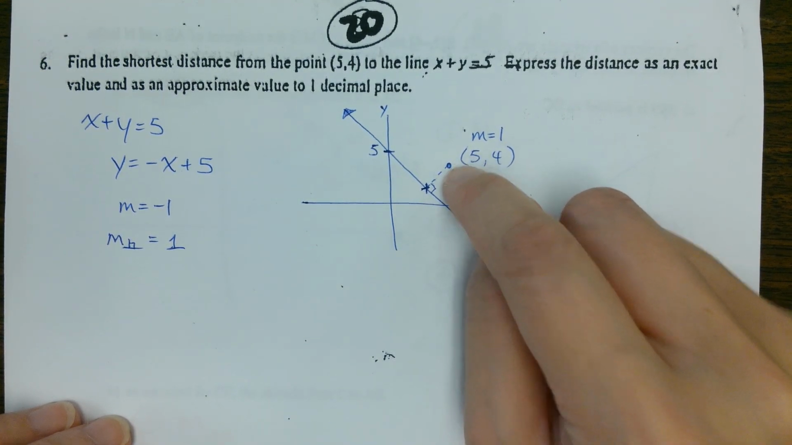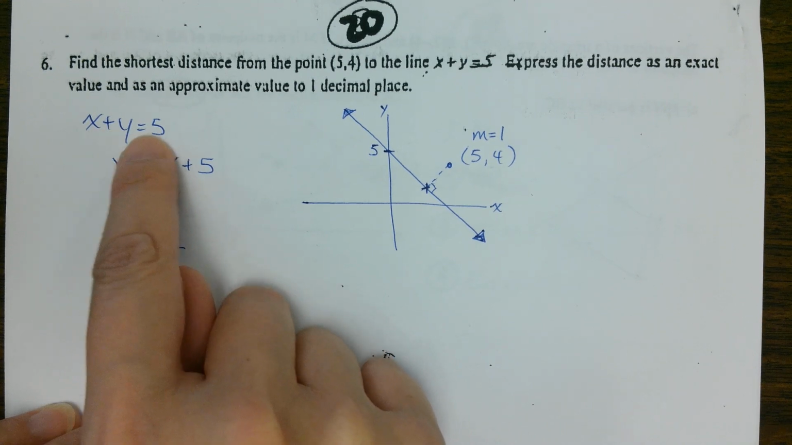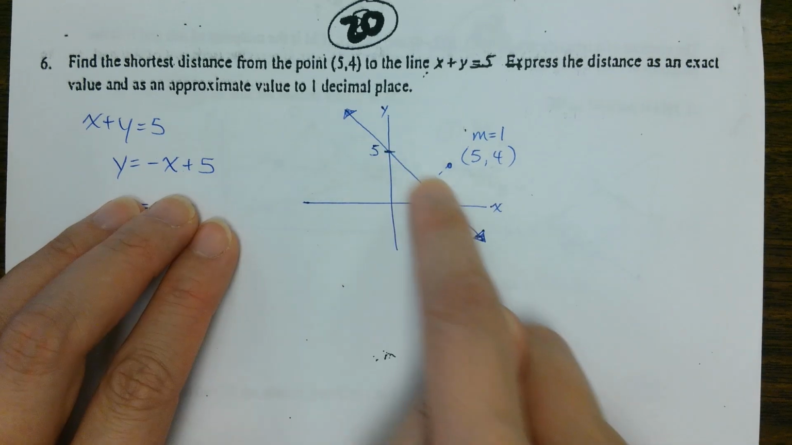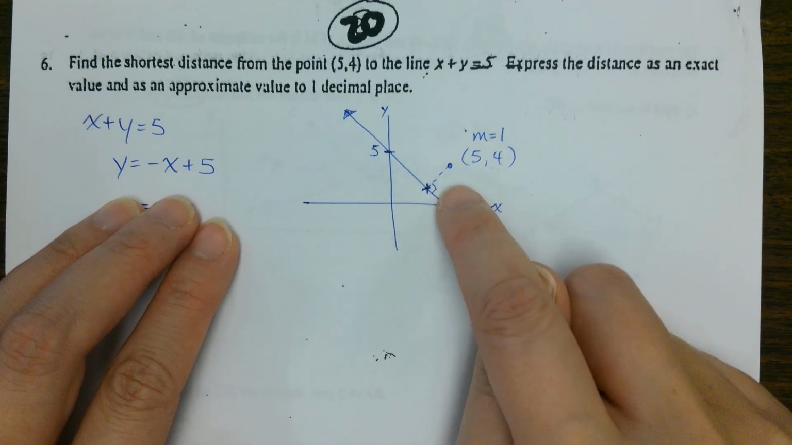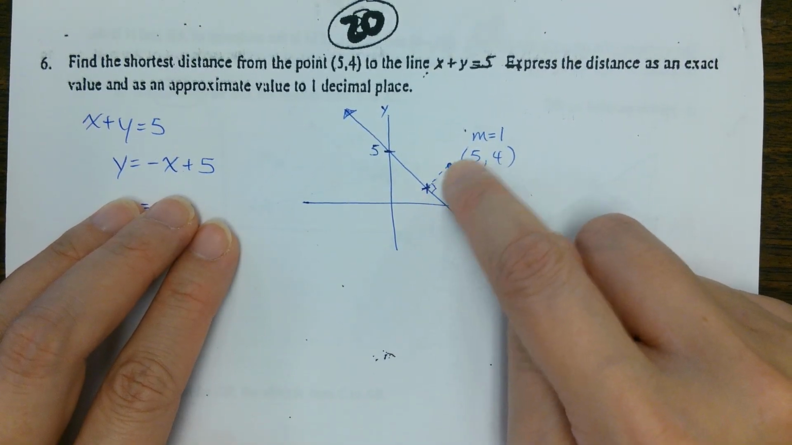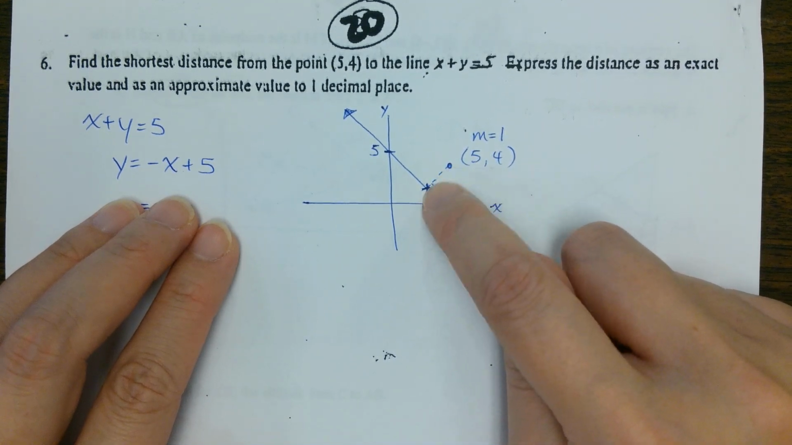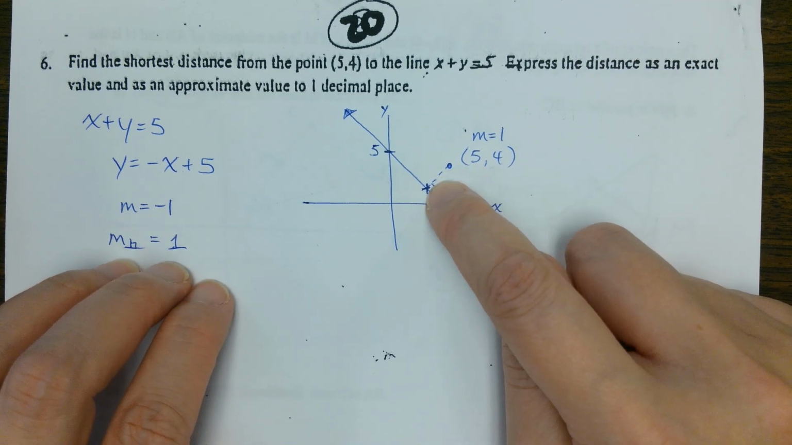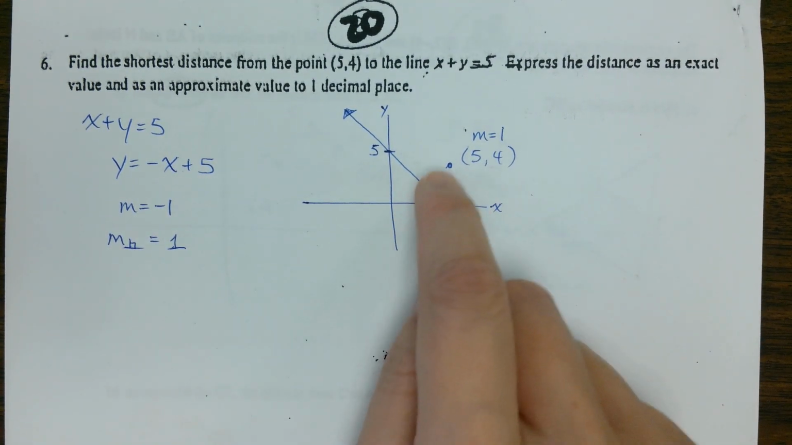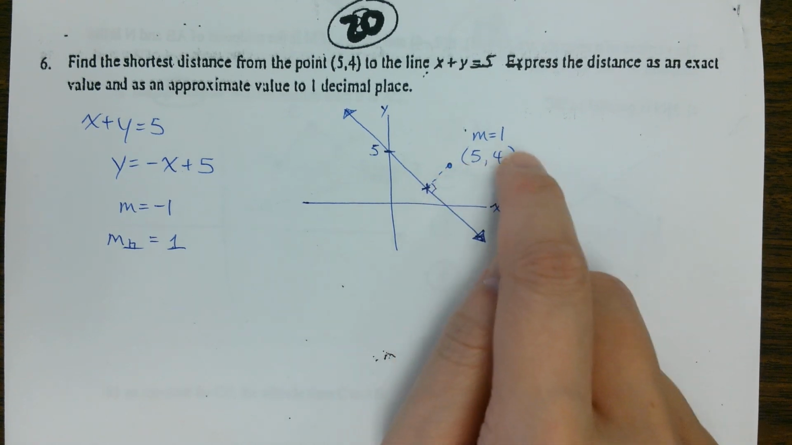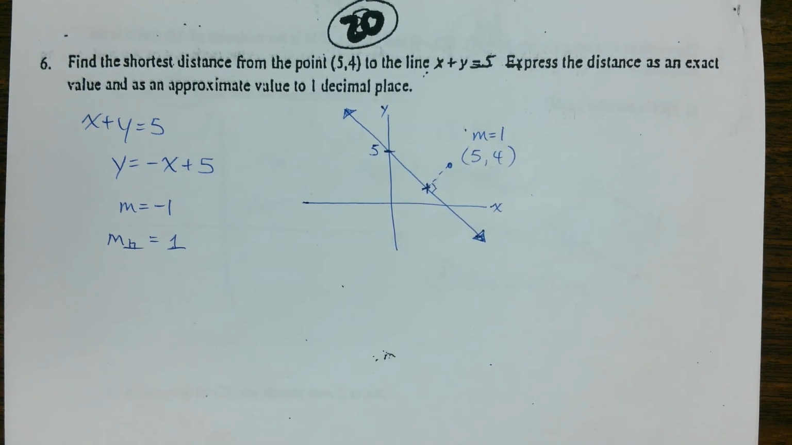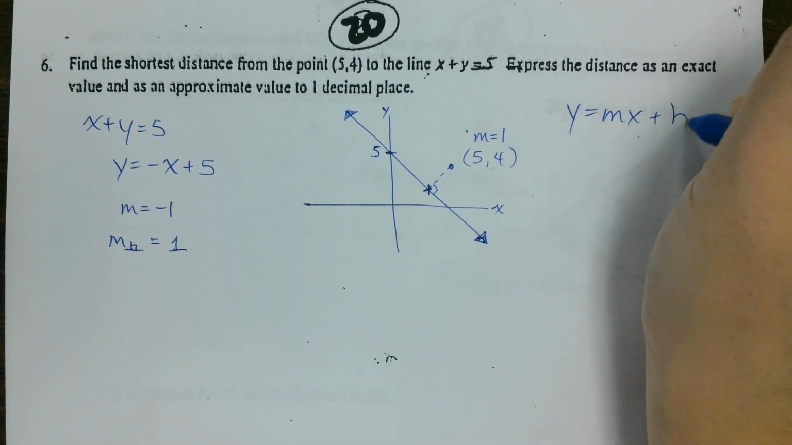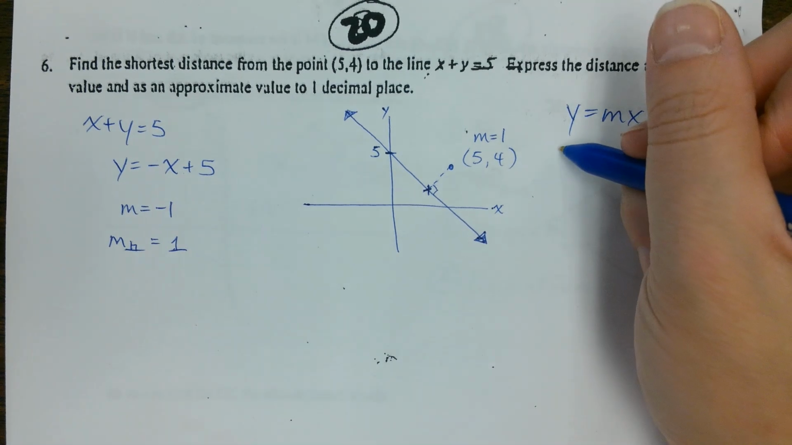Okay, so this is my line, x plus y equals 5. When I rearrange it, I'll get this line right here. If I want the perpendicular distance, I need this. So if my slope was -1, that means the perpendicular slope is 1. I have this point (5, 4). So I have a point, I have the slope, so I can do y equals mx plus b. I can find the equation of this perpendicular bisector.